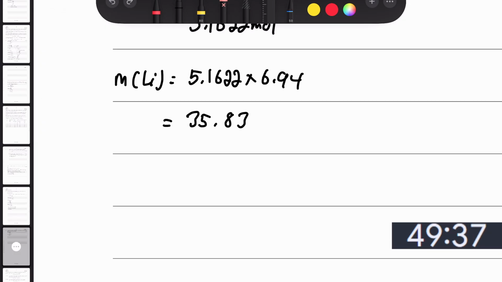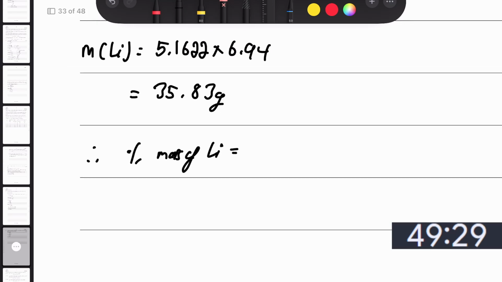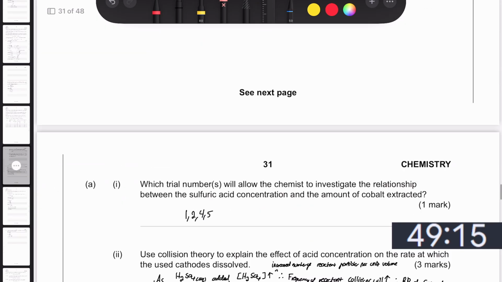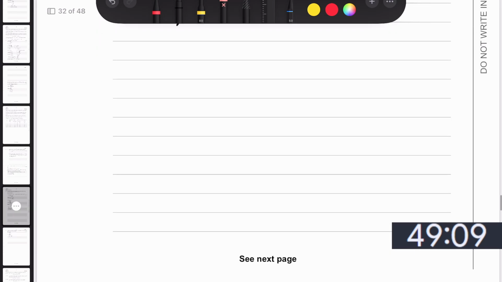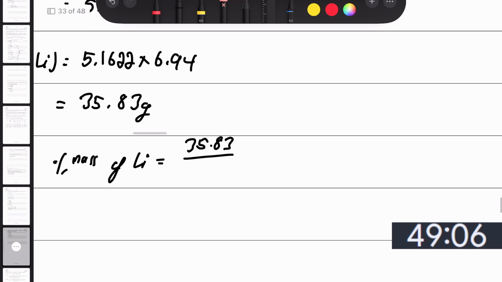Therefore, percentage mass of lithium is equal to 35.83 all over 513. Or was it 531? 531. Did I do 531 down here? Okay, I did 531, times 100. That is going to be 6.75%.